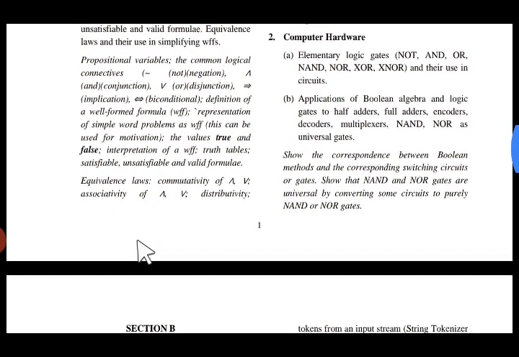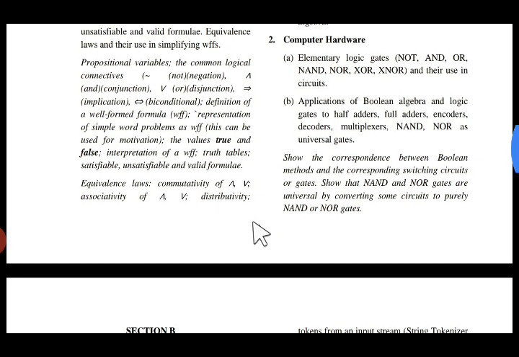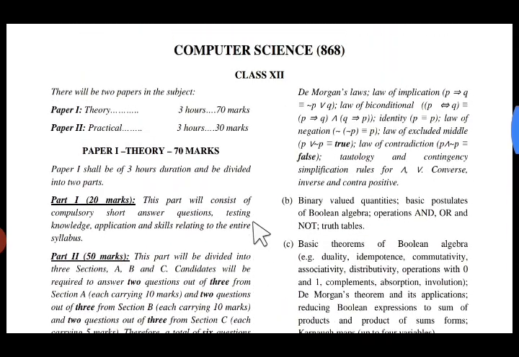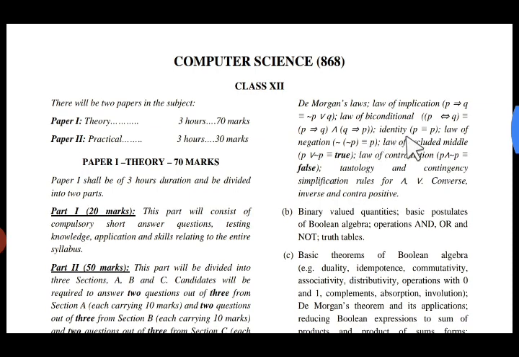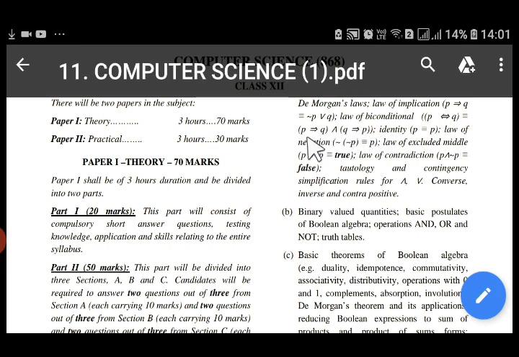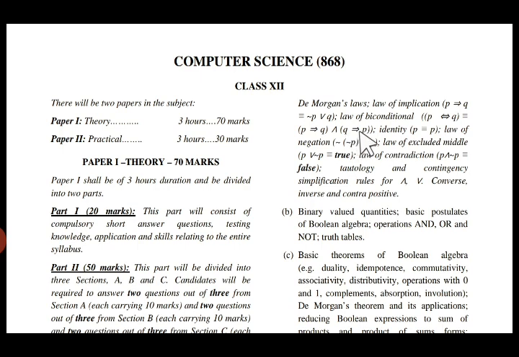Equivalence laws: we have commutativity of conjunction and disjunction, associativity of conjunction and disjunction, distributivity, and after that De Morgan's laws, then law of implication, P conditional Q equals not P disjunction Q, or you may say not P or Q. Then students, we have law of biconditional, P biconditional Q. Here we have P conditional Q and Q conditional P, because they are equivalent.